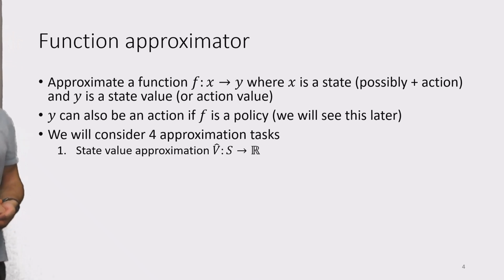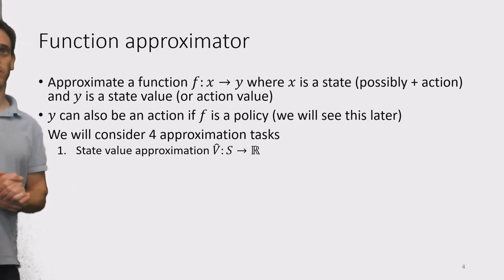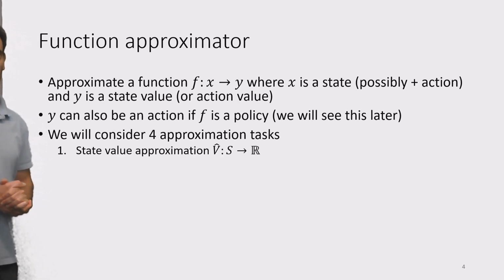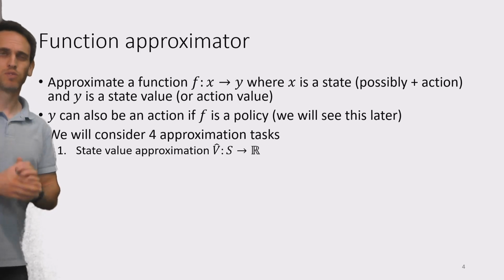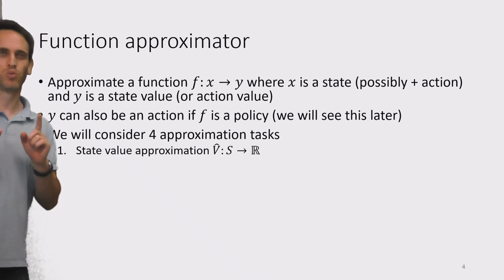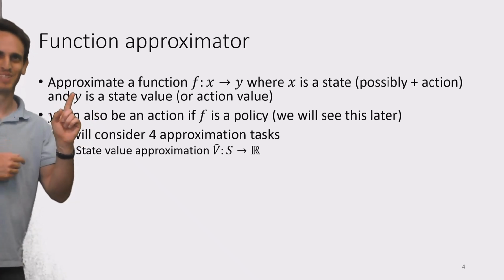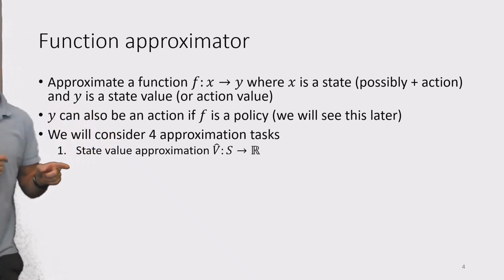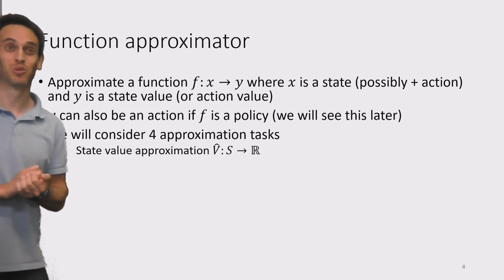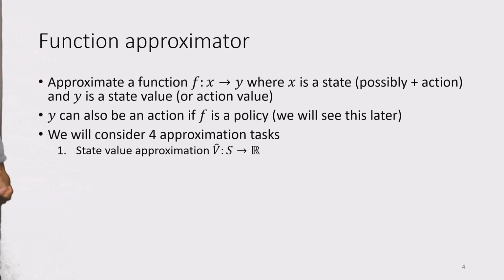We'll learn more ways that we can actually use function approximators later on, where y can also be an action if our approximator is trying to approximate a policy. And again, we will see this later on and how to optimize the policy. We saw this before, right? We saw one approach where we converged directly on the policy. What was the name of that algorithm? Policy iteration, right? So later on we'll also see how we can do policy iteration with approximation while approximating the policy. We'll see this later on.